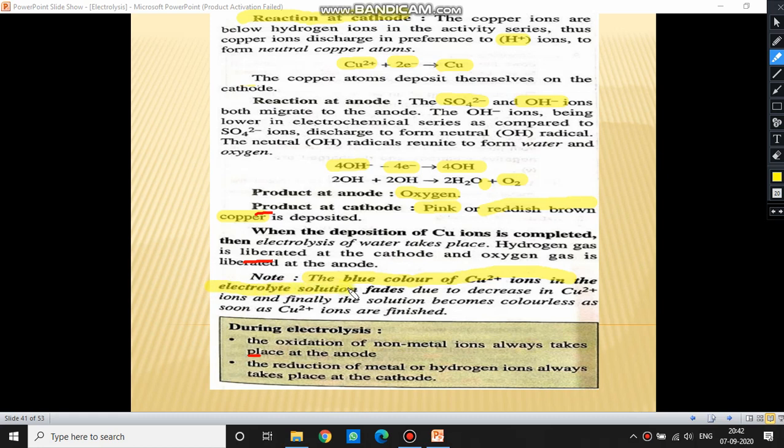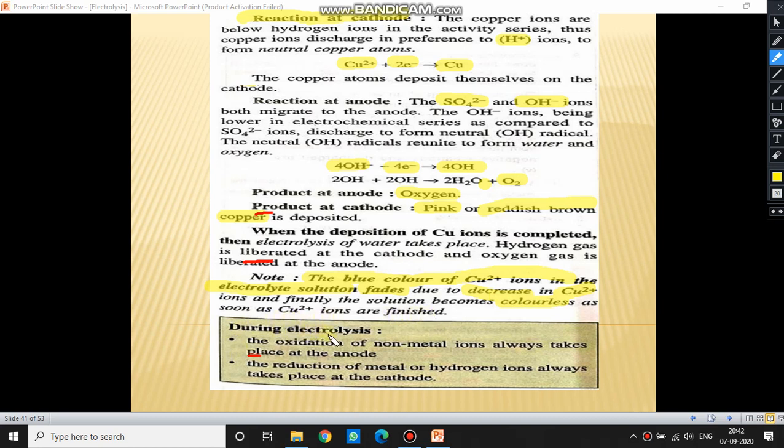Now another observation, the blue color of copper sulfate ions in the electrolytic solution fades away. Why will it fade away? Now you know that cupric ions were there. But what is happening to the cupric ions? Cupric ions are going to cathode and becoming copper atoms. So what is happening to the concentration of cupric ions? The concentration of cupric ions is decreasing. And once the concentration of cupric ions decreases, the blue color is going to fade away. And finally, the solution becomes colorless as soon as cupric ions are finished.